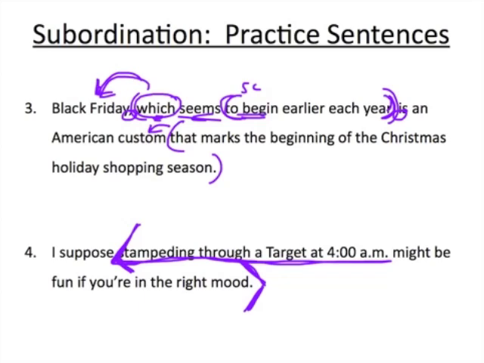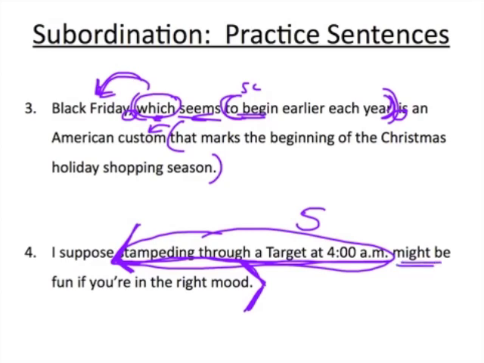Now, inside that noun clause, the subject of that noun clause is the gerund phrase stampeding through a Target at 4 a.m. That whole gerund phrase is the subject of the noun clause, and it's the subject of the verb might be inside that noun clause. I suppose this might be fun if you're in the right mood.